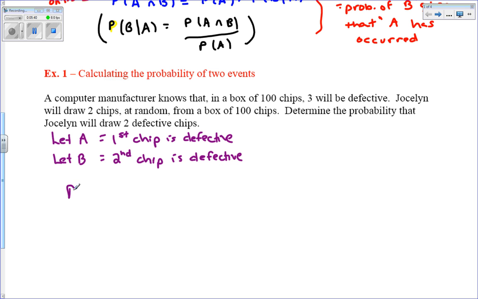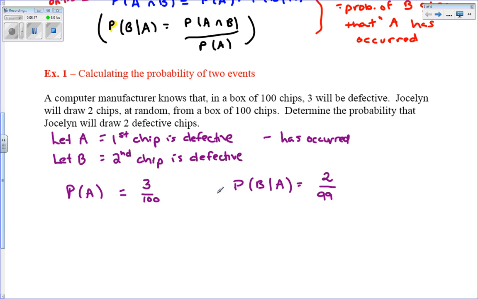So the probability of the first chip being defective, right? We've got 3 chips out of 100. The probability of B occurring given that the first chip was defective: we reached into the bag and picked a chip that was defective. So now we only have 2 defective chips left in the bag out of a total of 99 chips. It just means that you account for that first event occurring. So we're assuming this has occurred, and that changes the numerator and denominator of your probability statement.